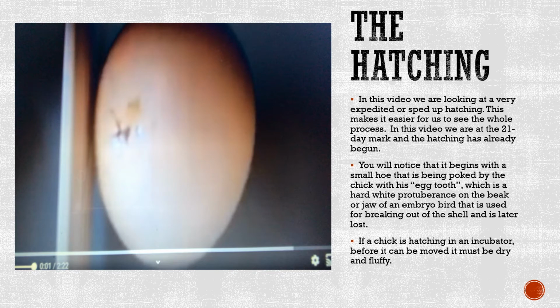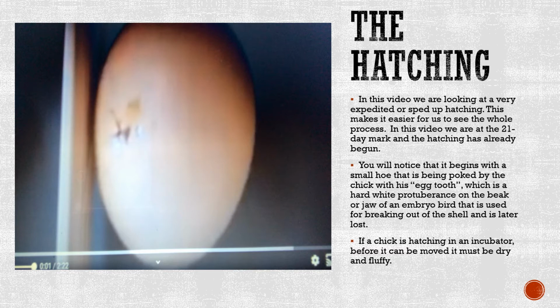Okay, so this is also the hatching. In this video, we're going to look at a very, very expedited, that means sped up, video of a hatching. This makes it easier for us to see the whole process. In this video, we're looking at the 21-day mark, and the hatching has already begun. You'll notice before it plays, you can see where that little hole has already started.